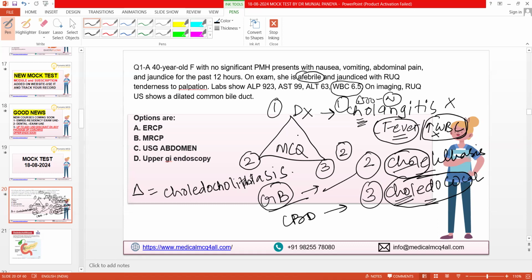So this is cholelithiasis. It looks like a stone in the common bile duct. If it is in the gallbladder, it is cholelithiasis, right? How do you investigate?